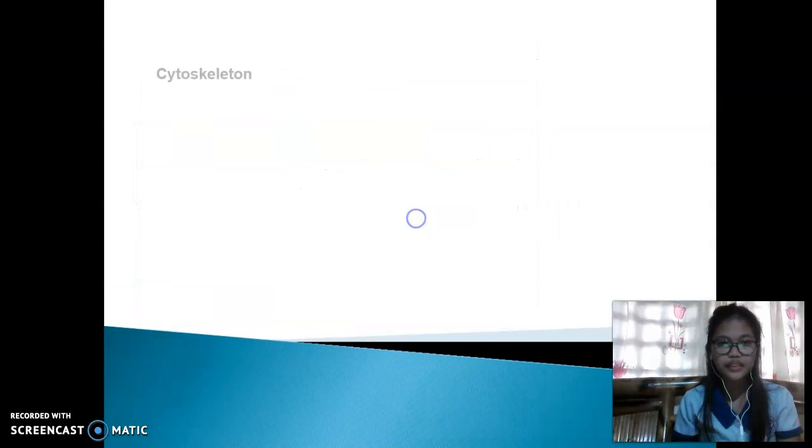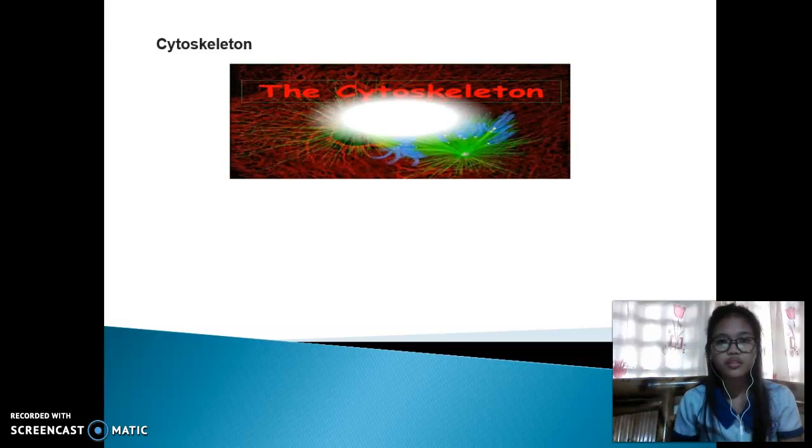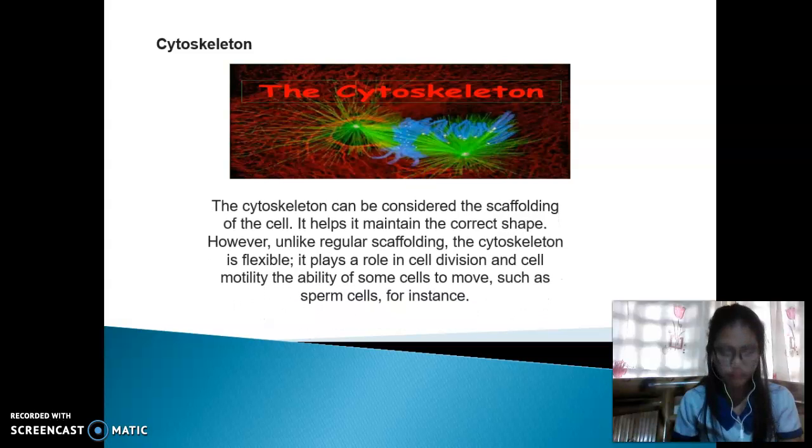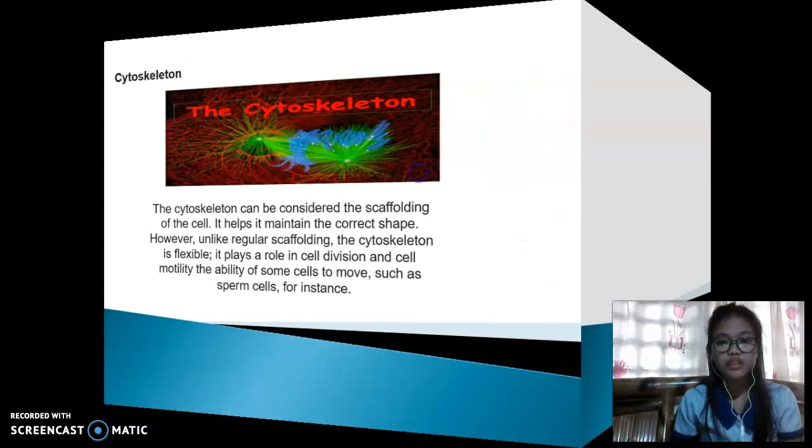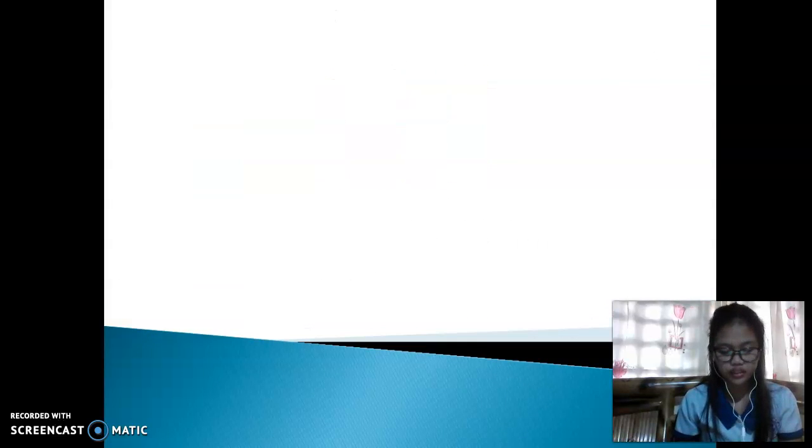Next is the cytoskeleton. Look at the picture of the cytoskeleton. The cytoskeleton also helps in cell signaling through its involvement in the uptake of material from outside the cell, endocytosis, and it's involved in moving materials around within the cell. Next is the endoplasmic reticulum.